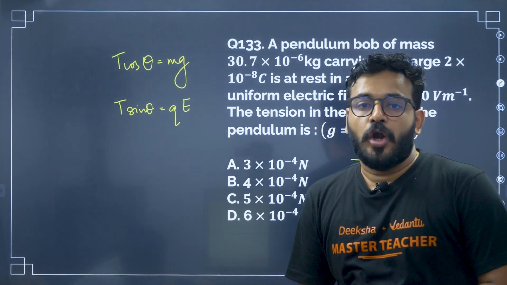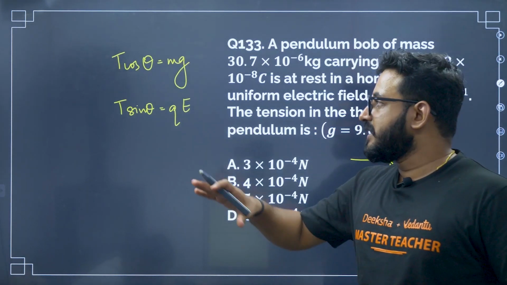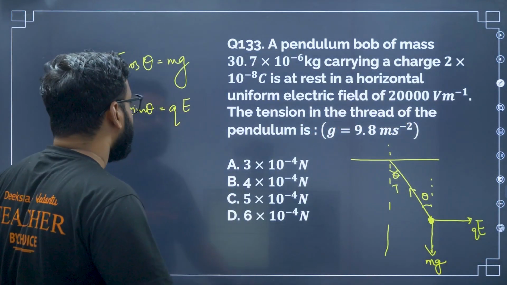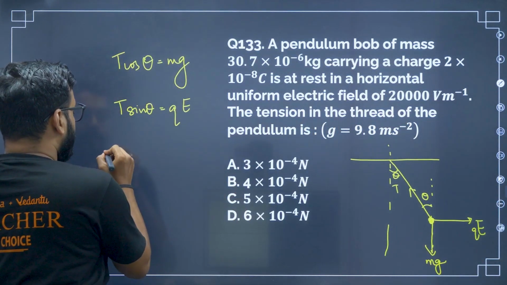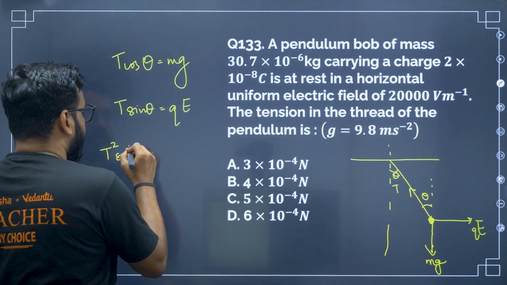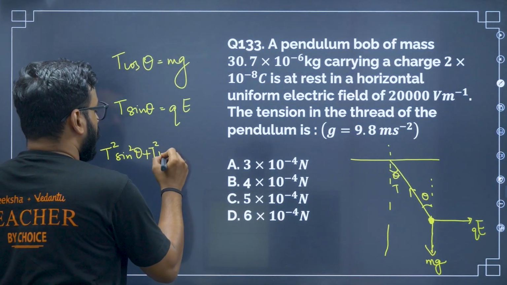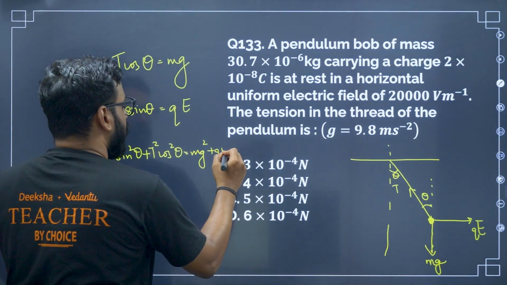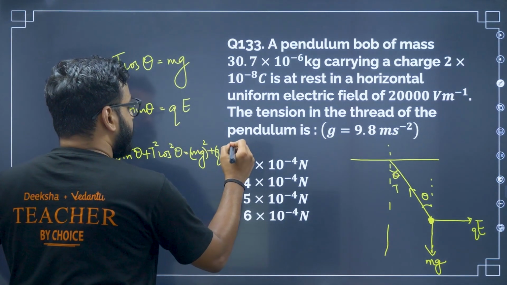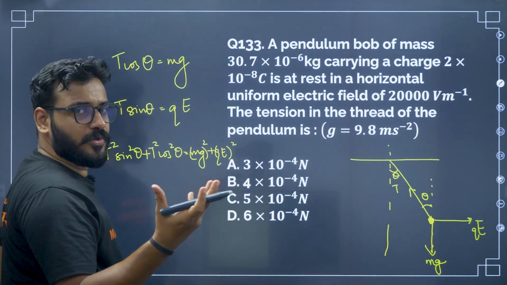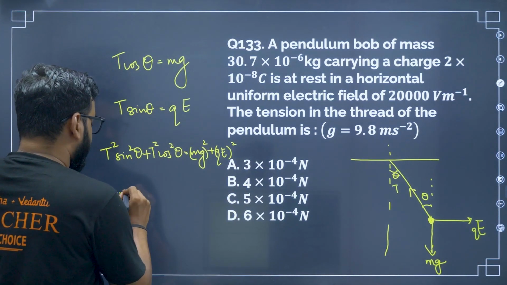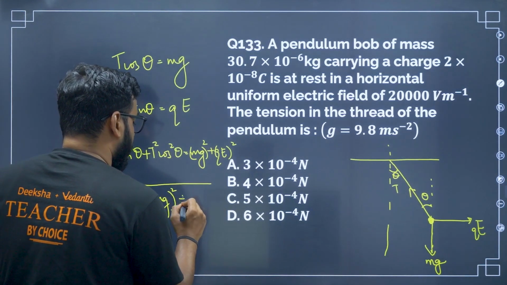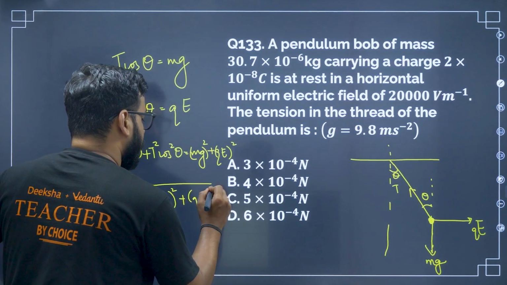If theta is not known, let's take advantage of the property of sin theta and cos theta. There is a trigonometric identity. When you square and add both of them, T square sin square theta plus T square cos square theta is equal to (mg) square plus (QE) whole square. So sin square theta plus cos square theta is 1. Now you have T is equal to, taking square root on both sides, root of (mg) square plus (QE) square.